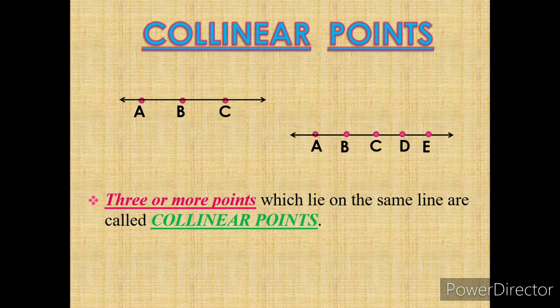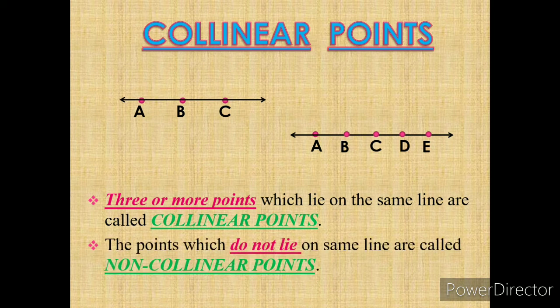Now what is the position when we have points which do not lie on the same line? They will be your non-collinear points. The points which are lying on a single line, they are collinear, and which do not lie, they are known as your non-collinear. Let me see if I have 3 points lying like this. So can you say they are collinear or non-collinear?